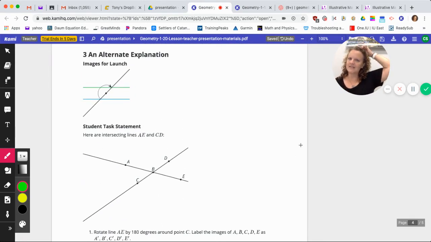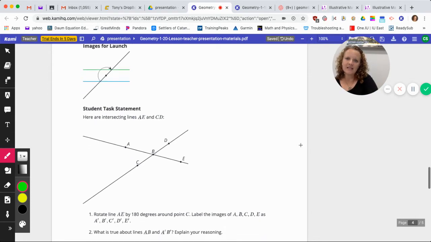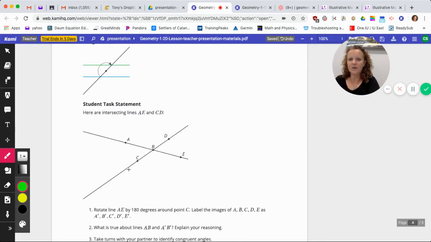Now, an alternate explanation. So we have intersecting lines, yada, yada. Now we're going to rotate line AE 180 degrees around point C. So rotate this, I'm going to get that wrong, 180 degrees around point C. So we're taking this over here. So if we're going around point C, that means I'm going to be about, oof, that was bad. The distance from C to B is going to be about the same.